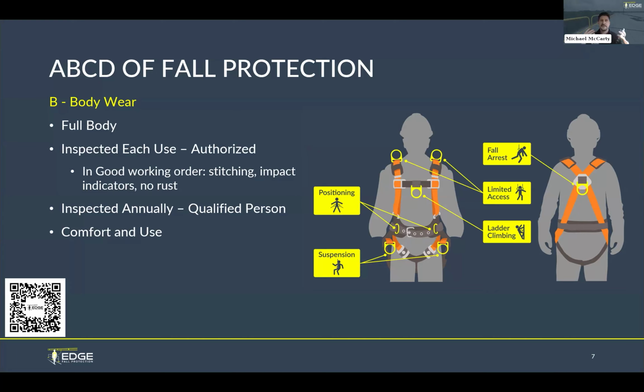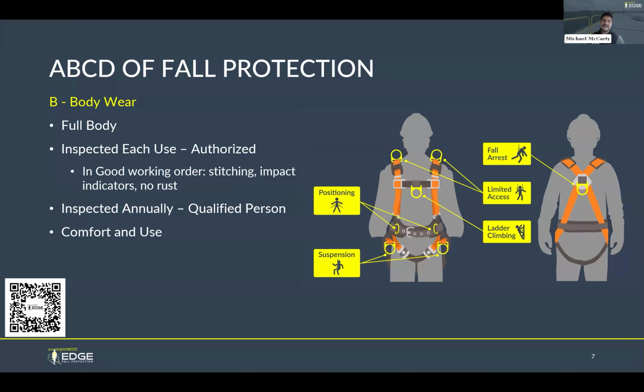Things to remember on body wear is that harnesses do need to be inspected before each use. When an individual goes through that authorized user training, that person should be trained on the indications of when to take a harness out of service. So the stitching is torn. Each harness has impact indicators, so make sure those are not pulled out. There's no rust on the D-ring. Kind of self-explanatory things, but important to train on and go over.